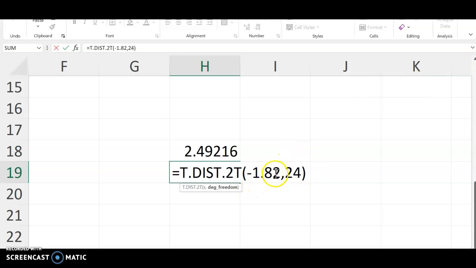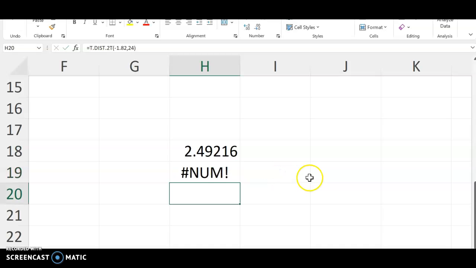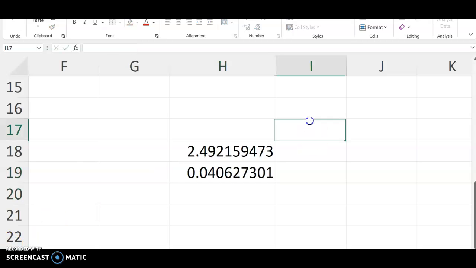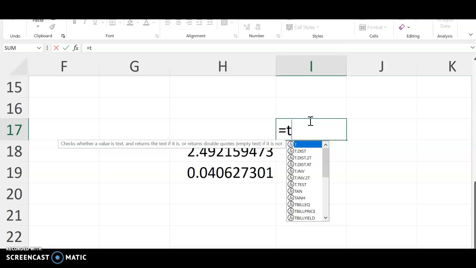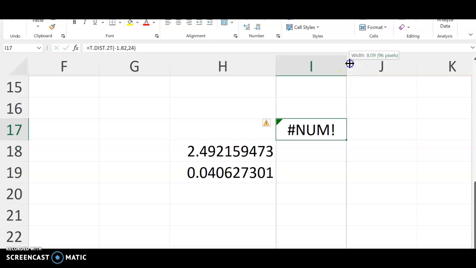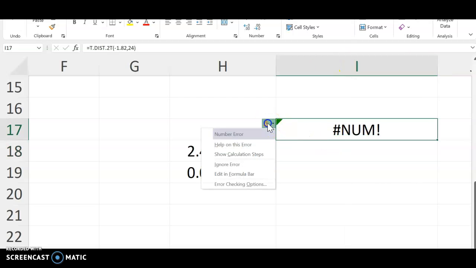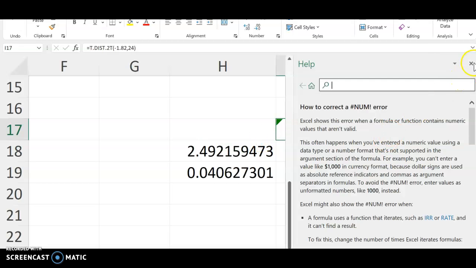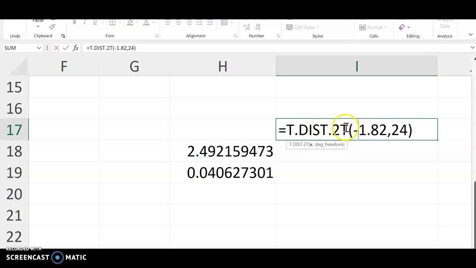Okay, so x and your degrees of freedom, for some reason, I cannot get the two-tail to work. I'm going to try it one more time. Negative 1.82 and then 24. I know when I worked it that I got it to come out, but for some reason I am not able to get it. Maybe I should just try. I don't think I can.